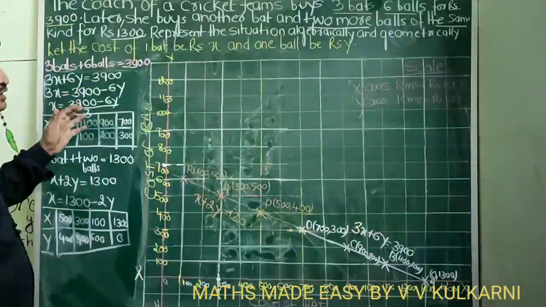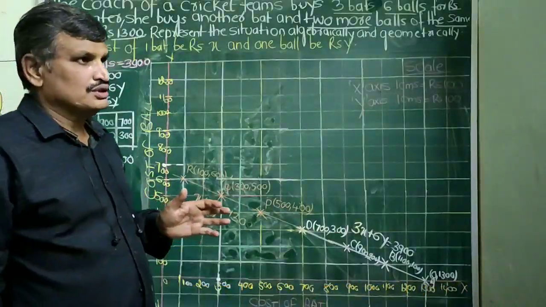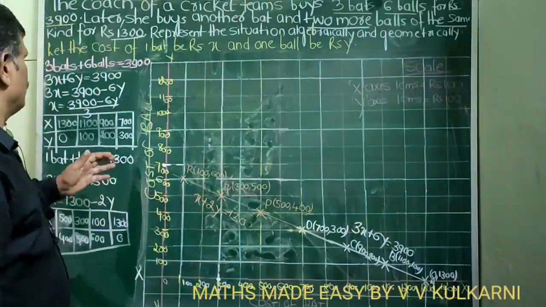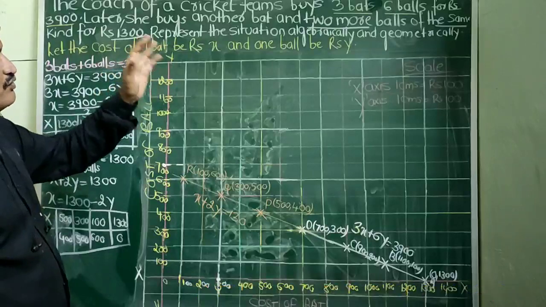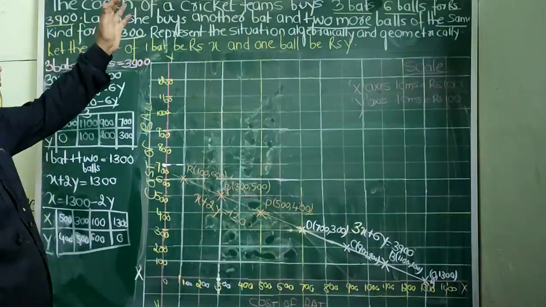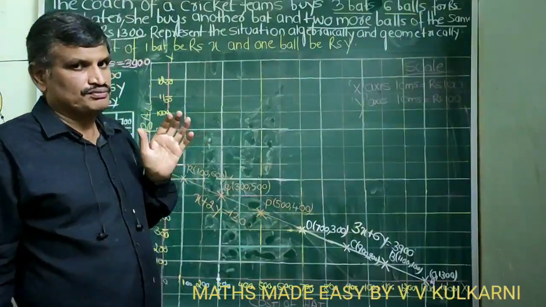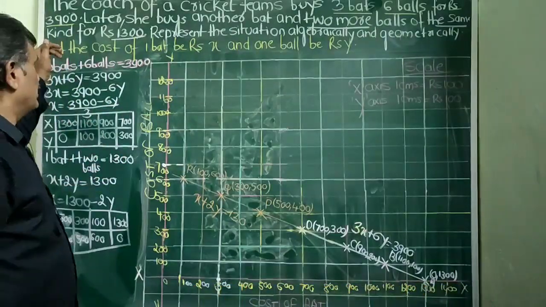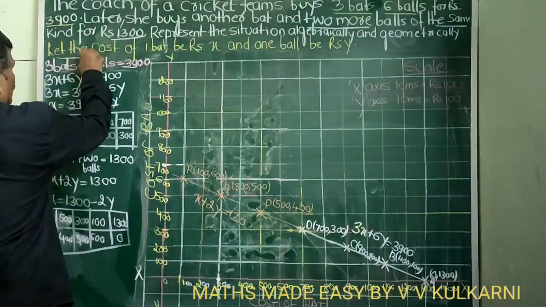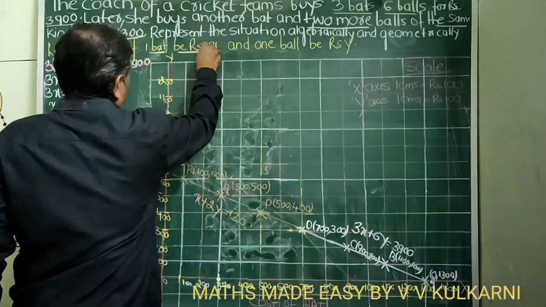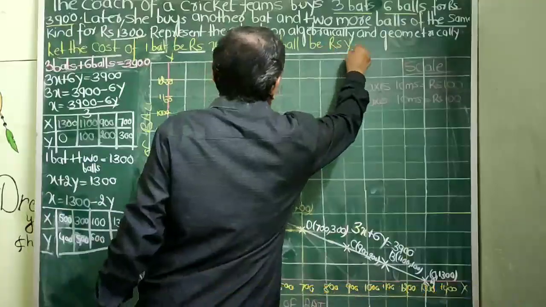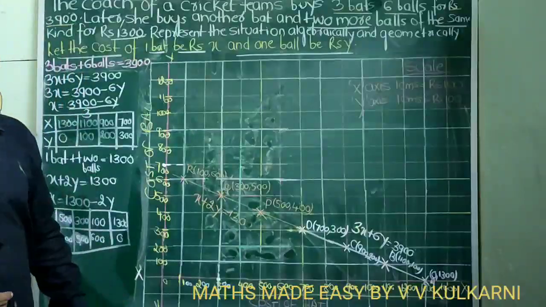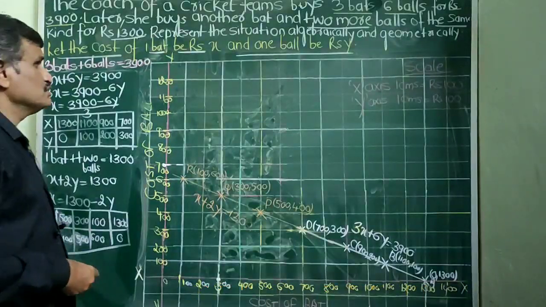Now see, again, I keep on telling you many times that you must and should always write the last sentence as our first sentence. You see, the cost of bat and ball is not given to us. In that case, we will have to assume that the cost of bat is rupees x and that of ball is rupees y.